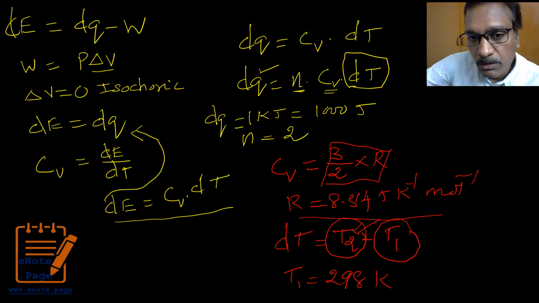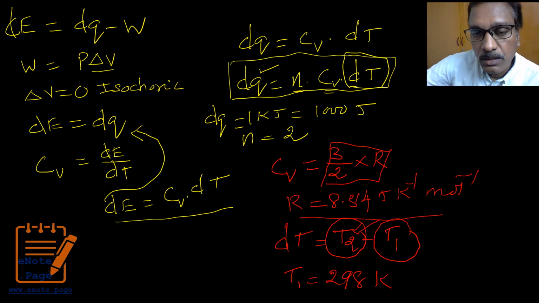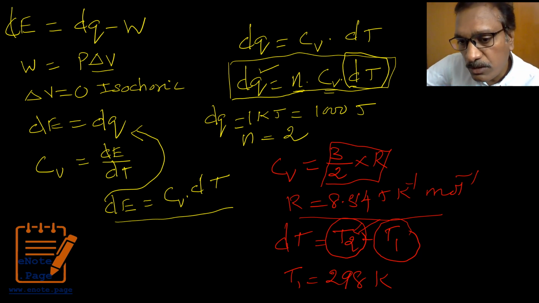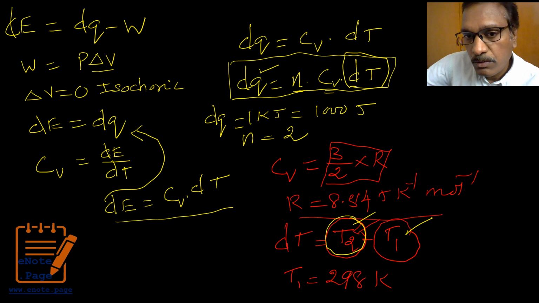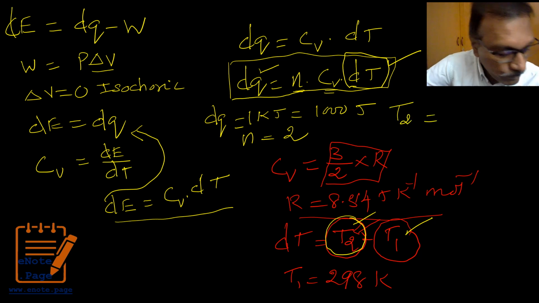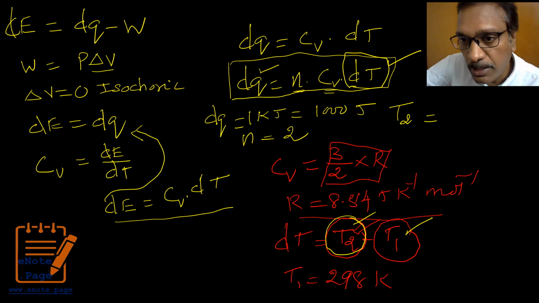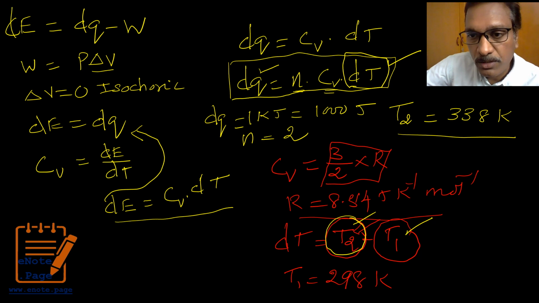So now substituting all these values in this equation, that is dQ is equal to n into CV into dT. Because we know T1 and we are asked to find the value of T2, plugging all these values into this equation, the value of T2 is about 338 degrees Kelvin. So this is the answer for the problem.